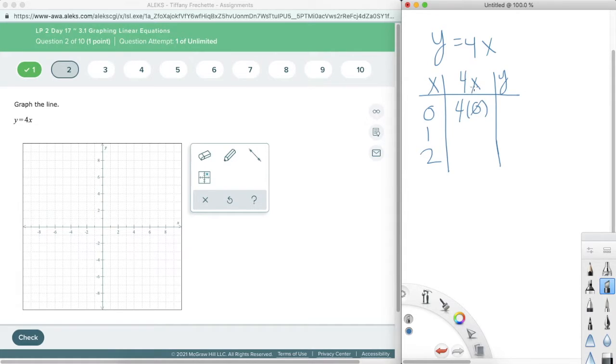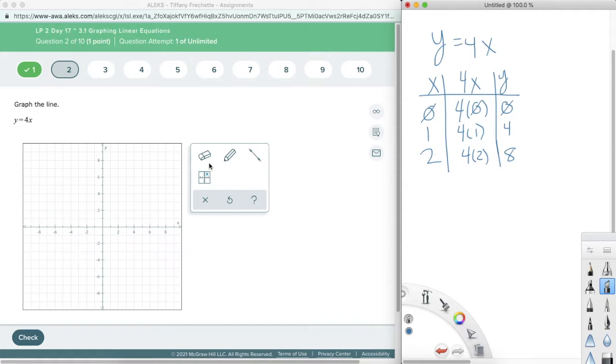So instead of X, I put 0 here. 4 times 0 is 0. And I like to cross my zeros off for whatever reason. The next one is still 4 times X, but now I'm plugging in 1 for X. 4 times 1 is 4. Now I'm going to plug in 2. 4 times X, in this case it's 2, so 4 times 2 is 8.